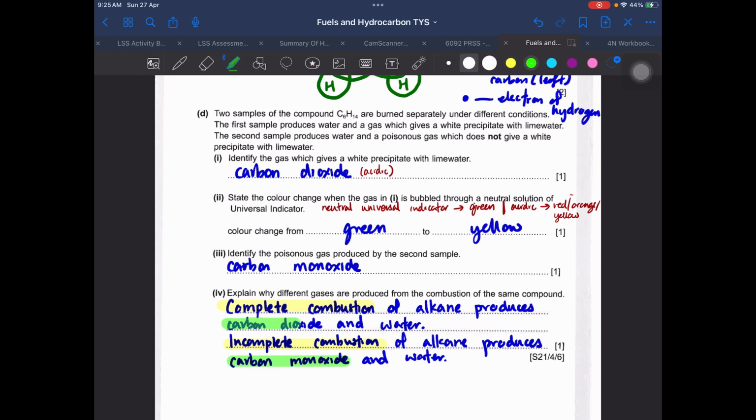Complete combustion will give you carbon dioxide, right? So take note of these differences. Complete combustion is when there is excess oxygen. Incomplete combustion is when there's limited oxygen. It's something that you have learned before in this chapter.